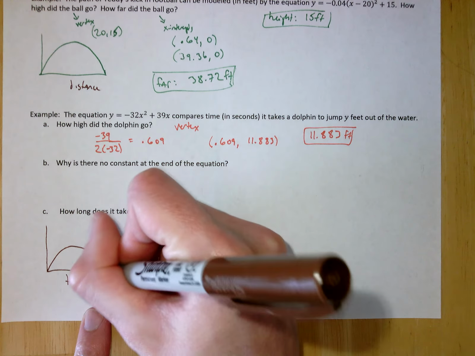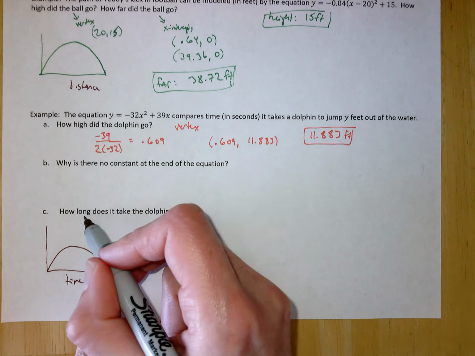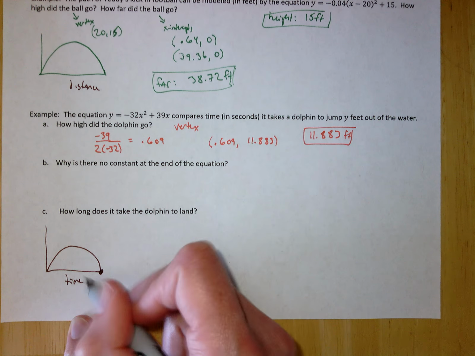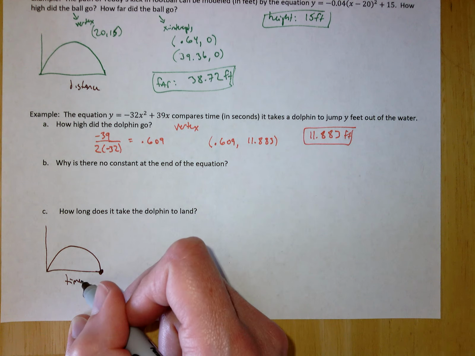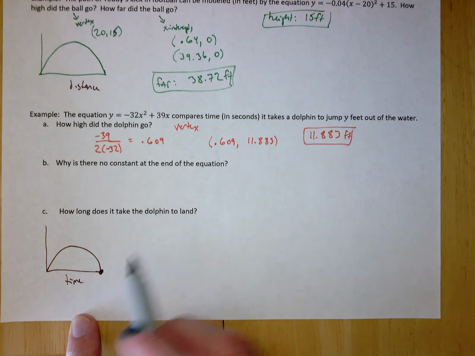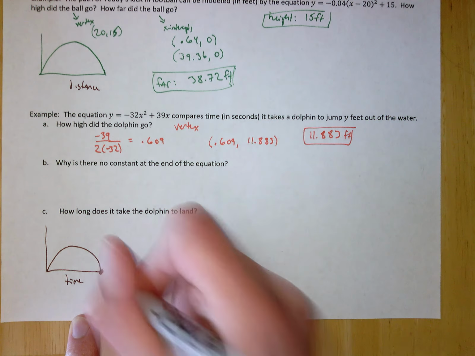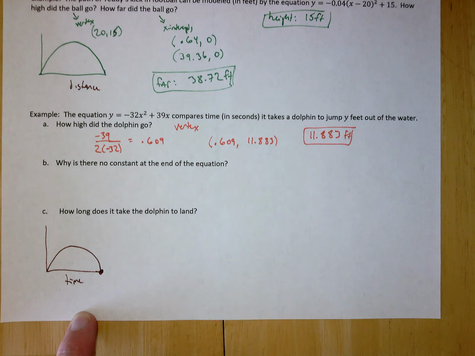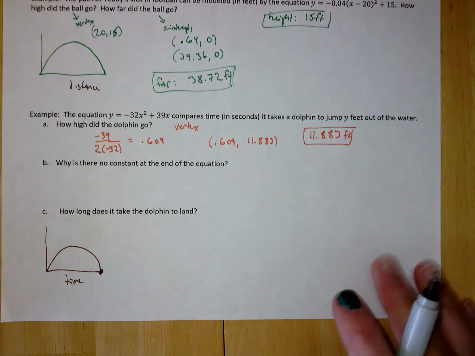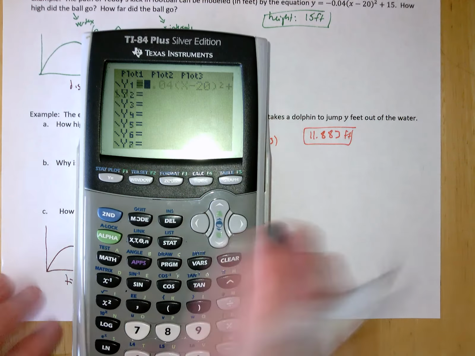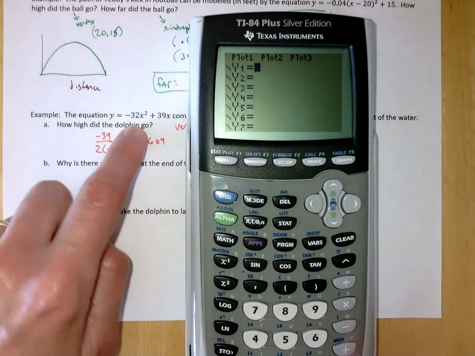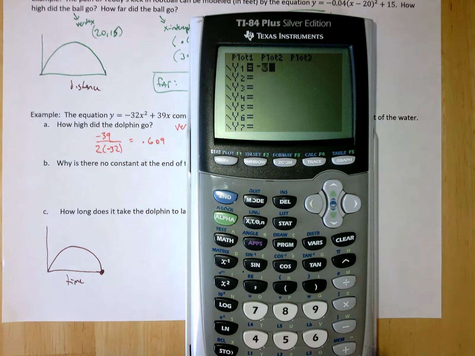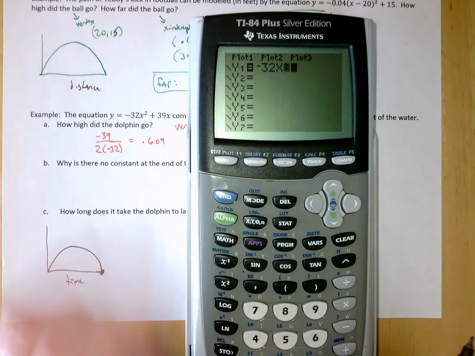All right, so how long does it take the dolphin to land? So I want to know here how long. That's an x coordinate, because my x coordinate's time, right? So how long does it take for it to land? I want to know the x coordinate of that point right there. Okay, well, let's take a look. So I'm going to graph this thing, because I don't know how to find the x-intercept on that just yet. That's a lie. I do know how to do it, but you probably don't yet.